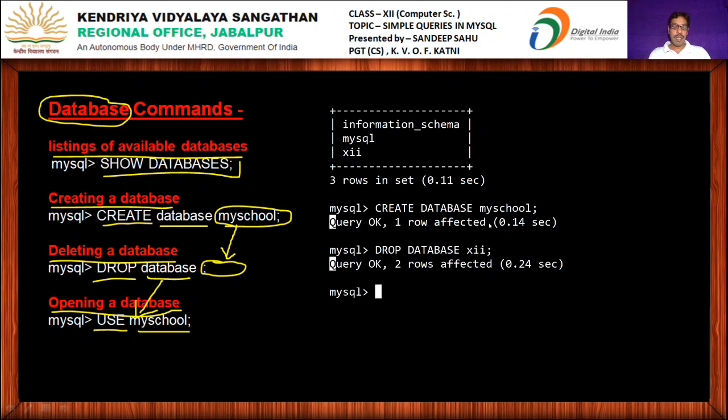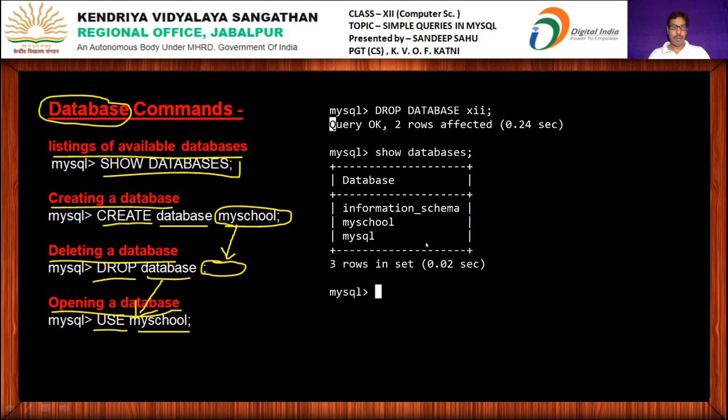So let's see again. What is the command to see it again? Show databases. So let's see here, the 12th database is now not in your list and the MySQL database is there.